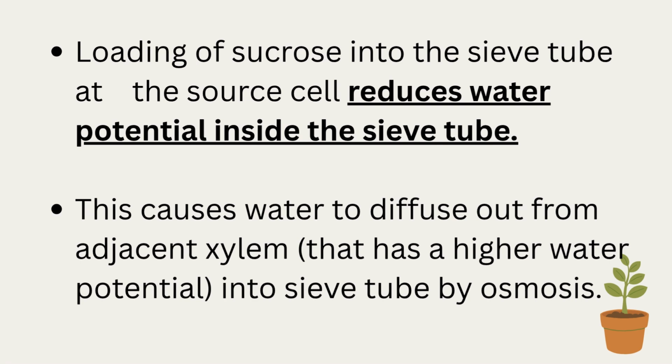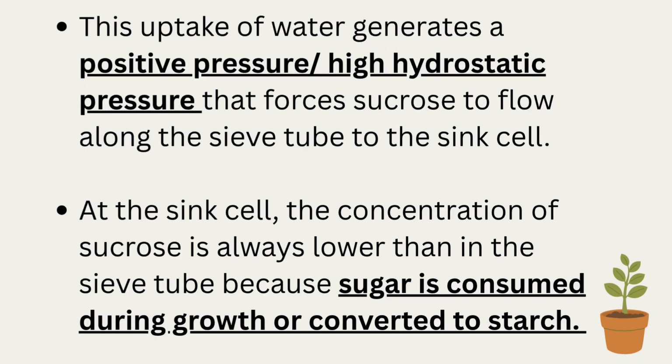Loading of sucrose into the sieve tube at the source cell reduces water potential inside the sieve tube. And this causes water to diffuse out from the adjacent xylem, that has a higher water potential, into the sieve tube by osmosis. This uptake of water generates a positive pressure, high hydrostatic pressure, that forces sucrose to flow along the sieve tube to the sink cell.